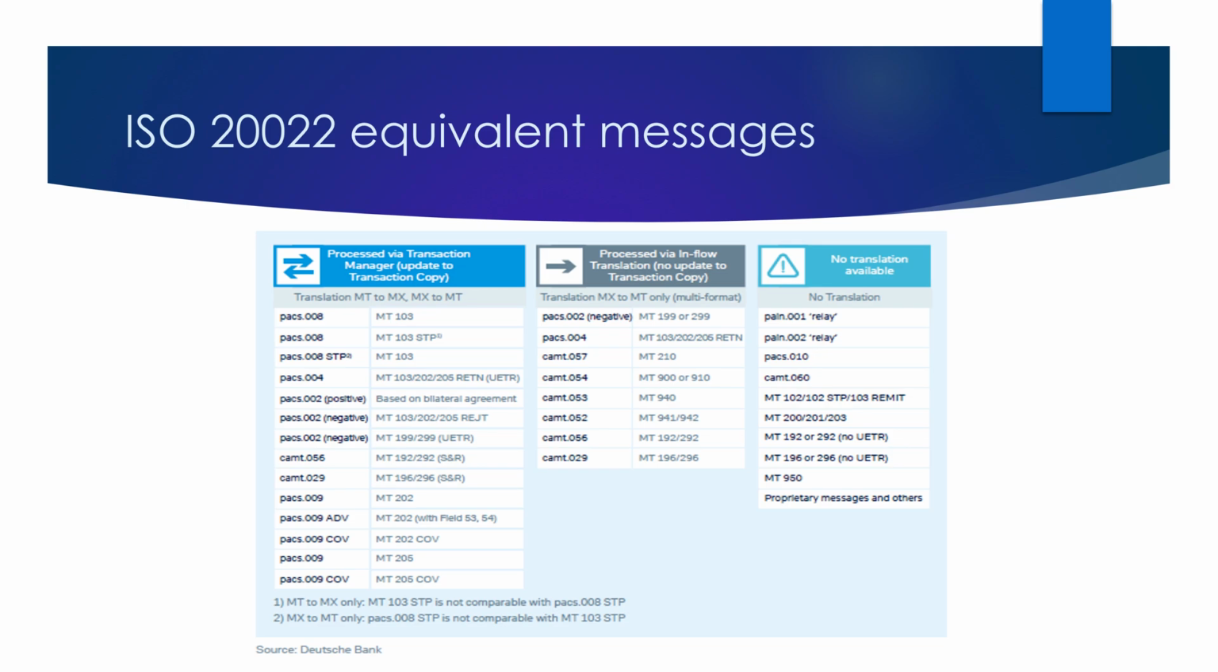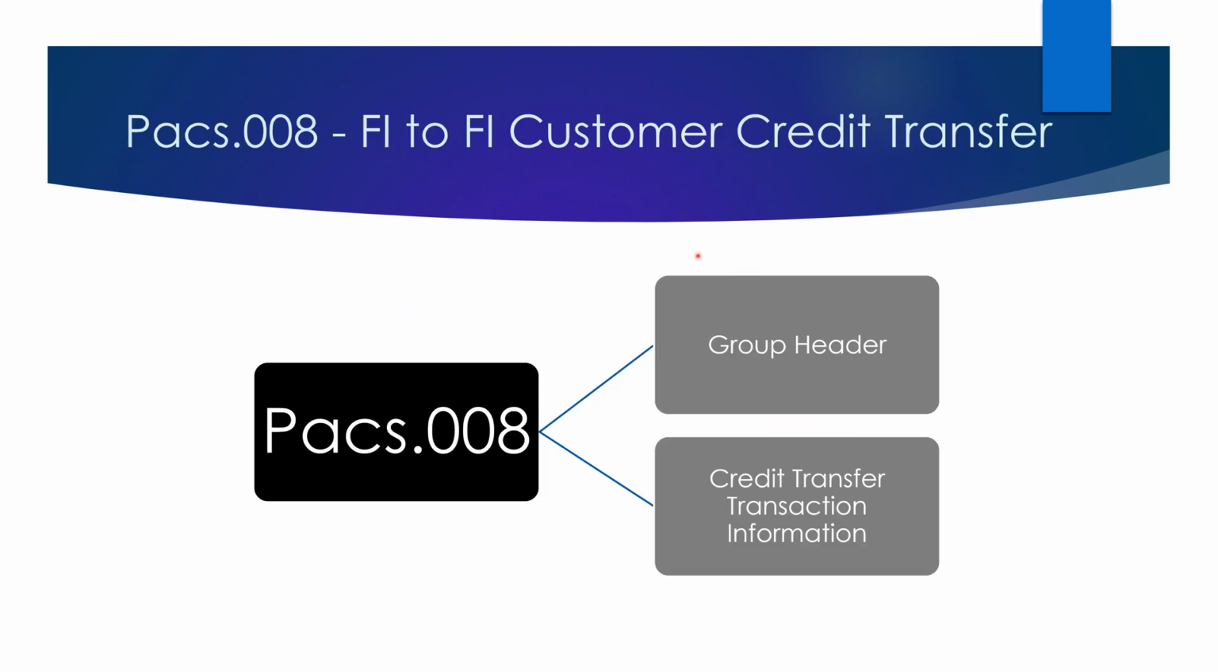Just to move on, your Pacs.008 is your FI to FI customer credit transfer. It's broken up into two elements, one being the group header, the other being the credit transfer transaction information. We would refer to the group header and the credit transfer transaction information as elements, and within these elements there are sub elements, some of which are mandatory and some of which are optional.